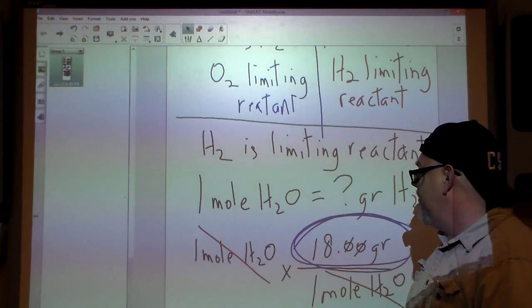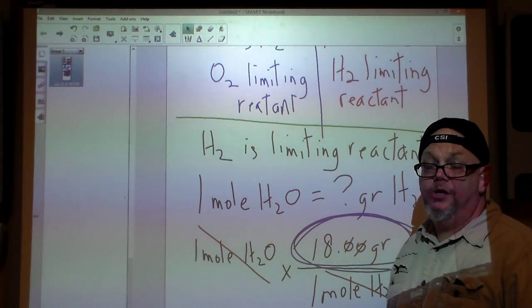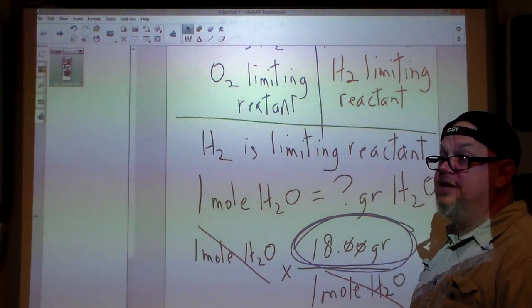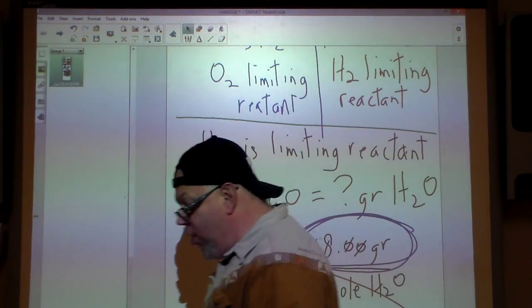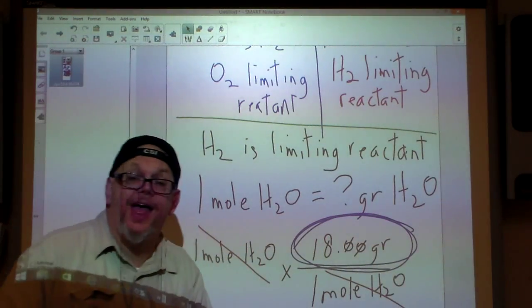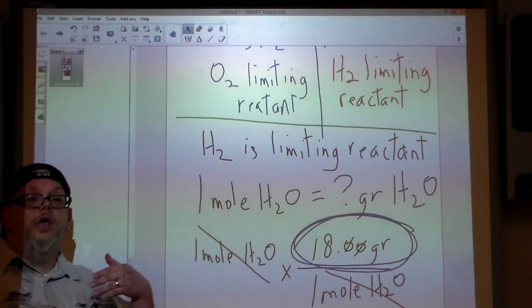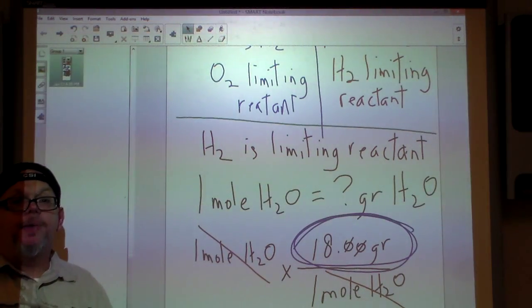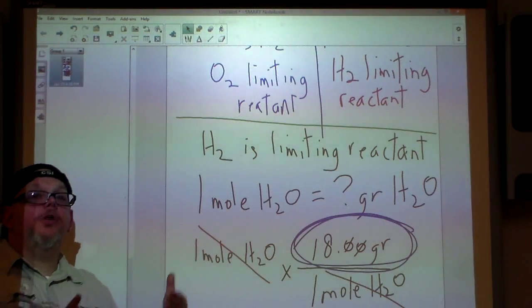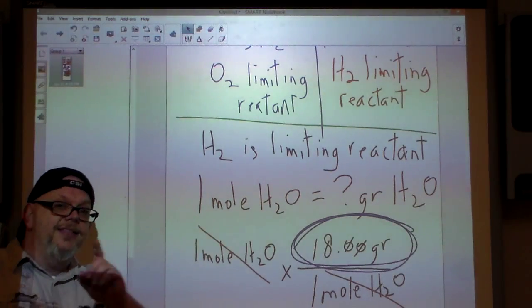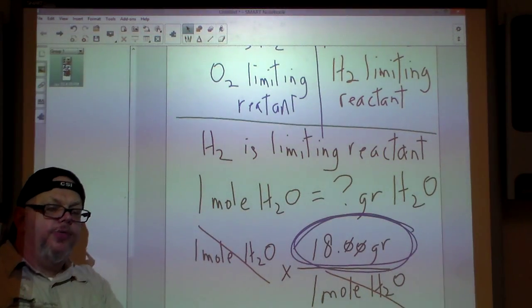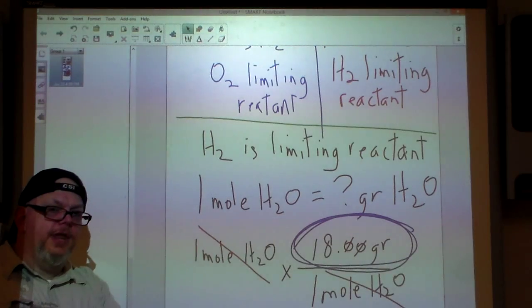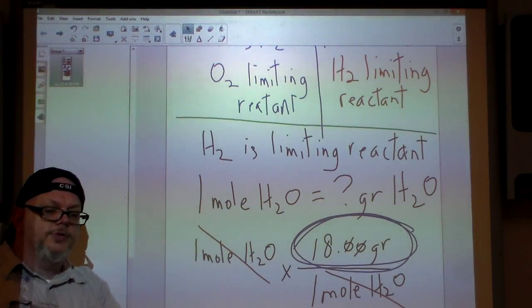All right, ladies and gentlemen, this concludes the video. We talked about the idea of what is a limiting reactant. We talked about the procedure to find out which reactant would be used up first based on the least amount of product that's made. That's the key thing.